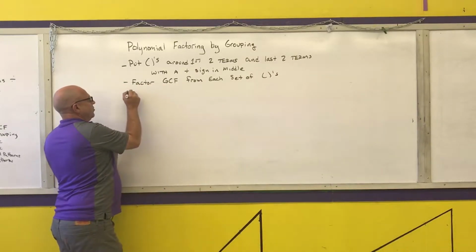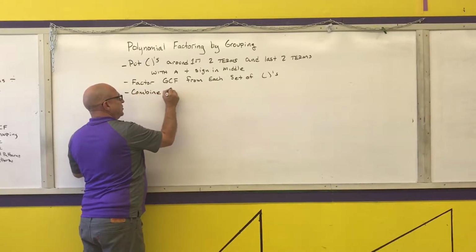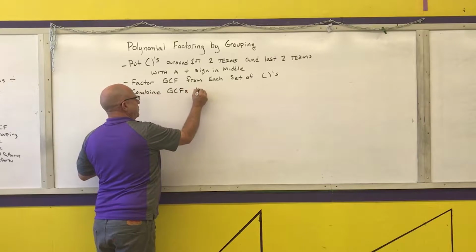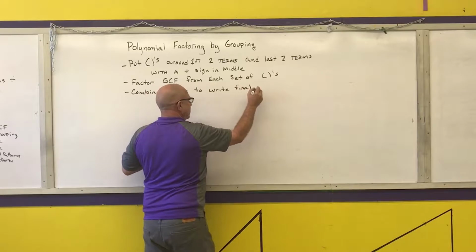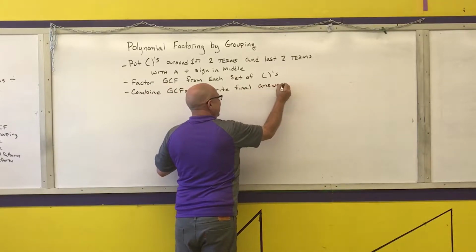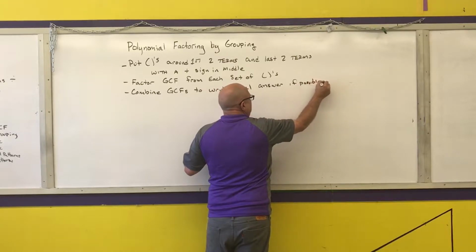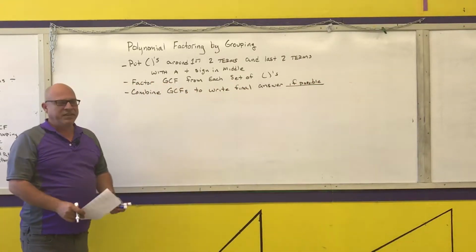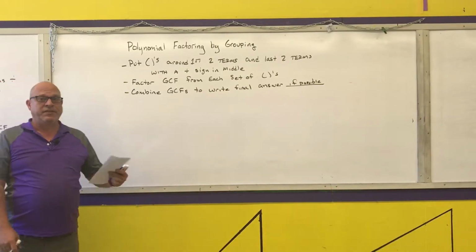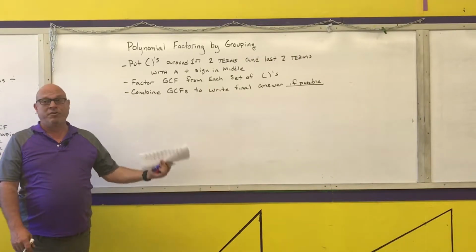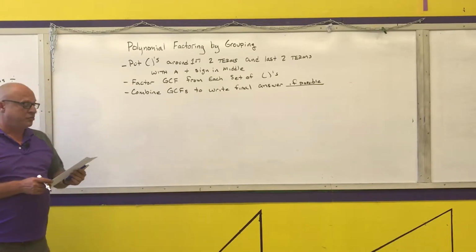And then we are going to combine the GCFs to write the final answer, if possible. And we'll talk about what that "if possible" means when we work through our examples. Okay, and again, just like the factoring with greatest common factors, for factoring by grouping I gave you the rules, but I need to show you some examples. Make sure you do these examples with me.